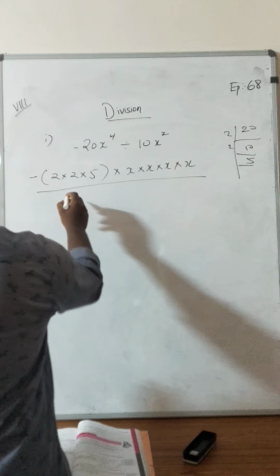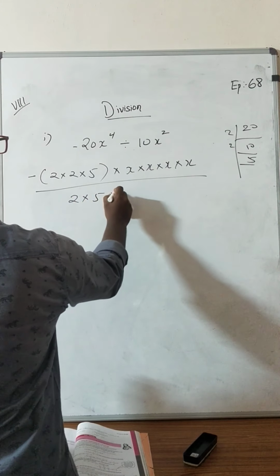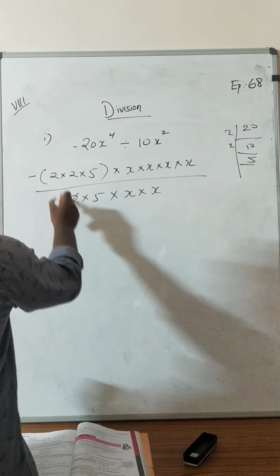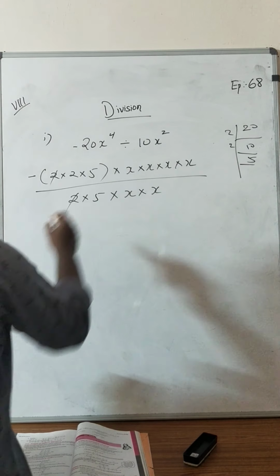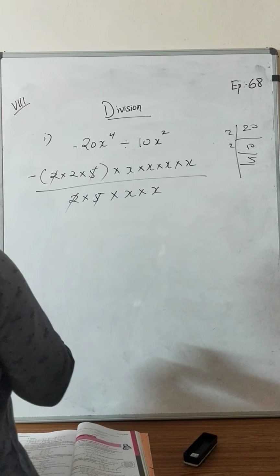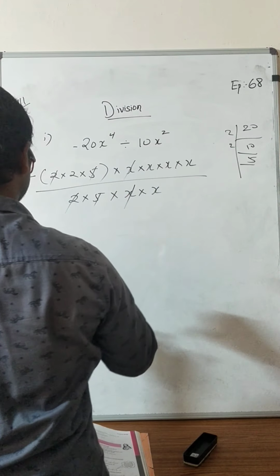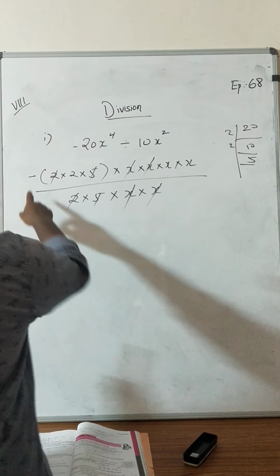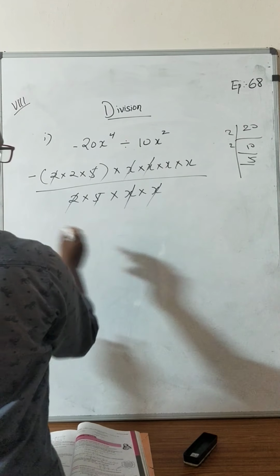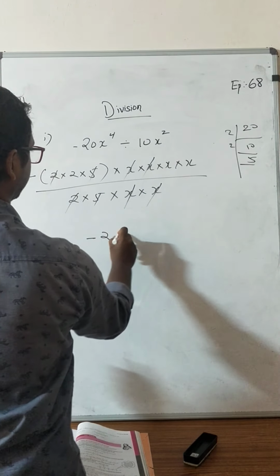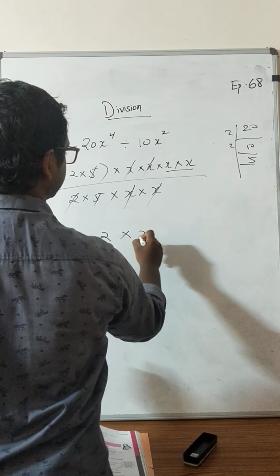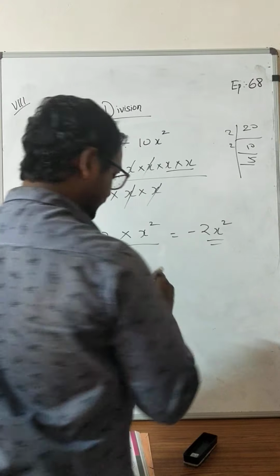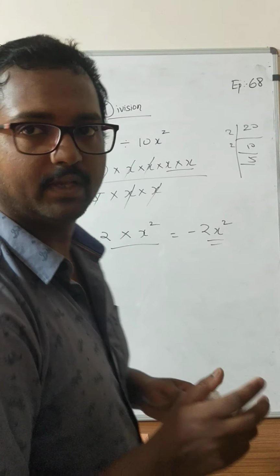10 is 2 into 5. X power 2 is x into x. Now see, this 2 and this 2 will get cancelled. This 5 and this 5 will get cancelled. This x and this x will get cancelled. This x and this x will get cancelled. The final answer we are left with is minus 2 into x and x, which is x square. Minus 2x square. We are getting the same answer here also.